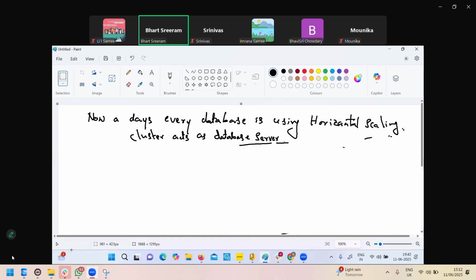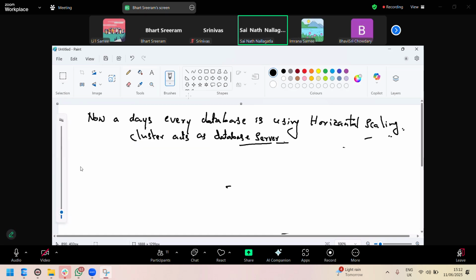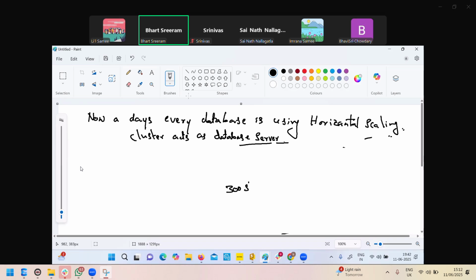Do you recommend this vertical scaling for Edify? Yes. Sir, max to max, vertical scaling, right? Per month, 300 students.